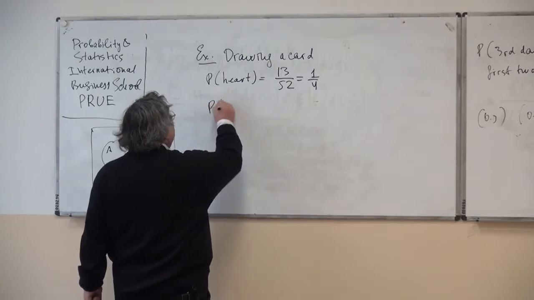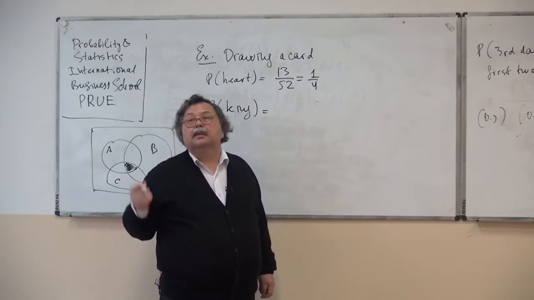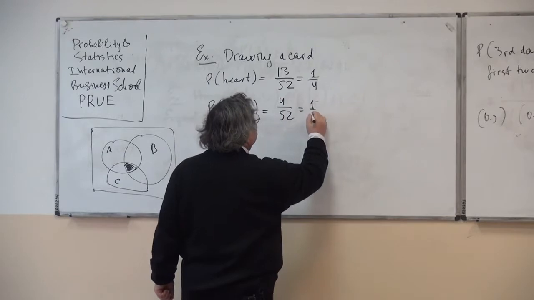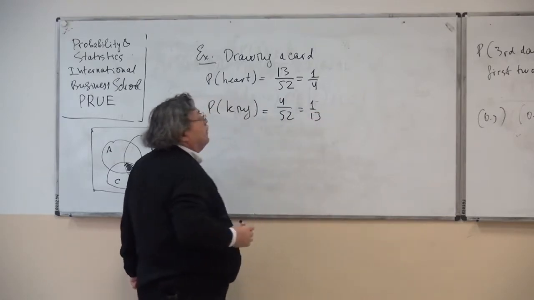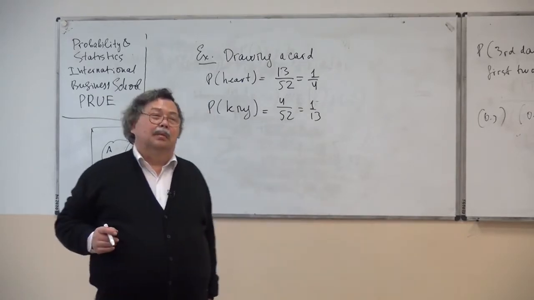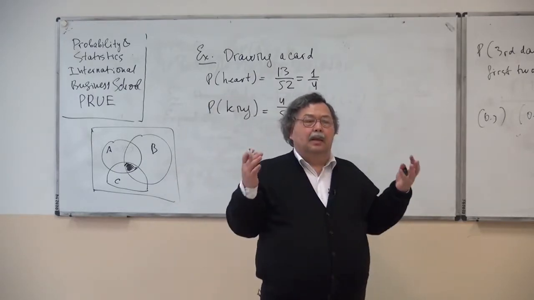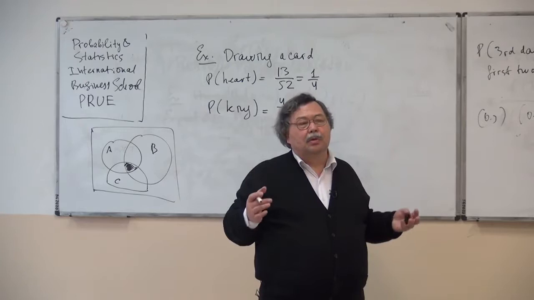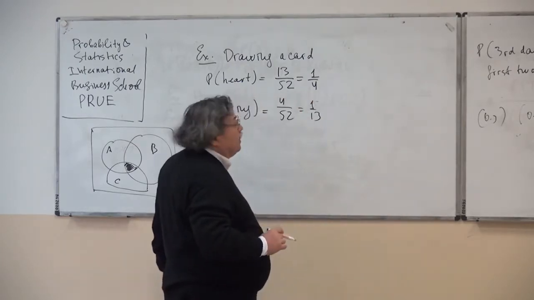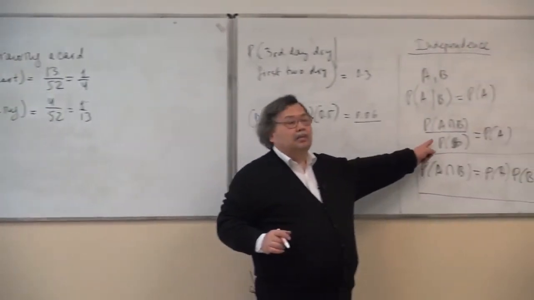And what's the probability of getting a king? How many kings are there in the deck? 4, okay? So 4 divided by 52, and the answer is 1/13. Question, are these two events independent or not? Well, it's natural to expect that they are independent because we have this very symmetric situation, 4 suits, equal number of cards in each, and so on. And yes, if we apply this definition, let's first try to apply this one.